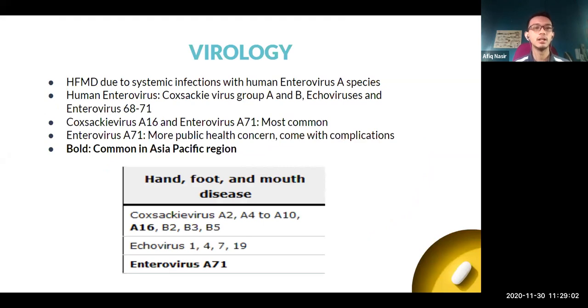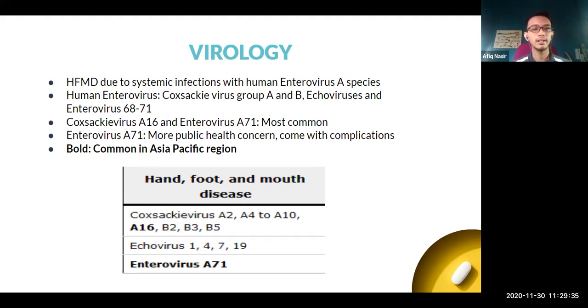Hand, foot, mouth disease is actually due to a systemic infection from the human enterovirus A species. Only enteroviruses which can infect humans can cause the disease, such as the Coxsackie virus groups A and B, echoviruses, and enterovirus numbers 68, 69, 70, and 71.